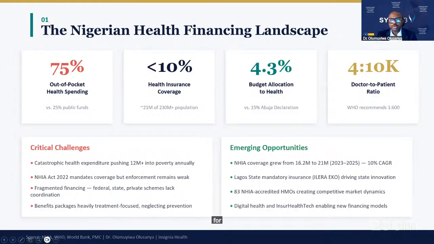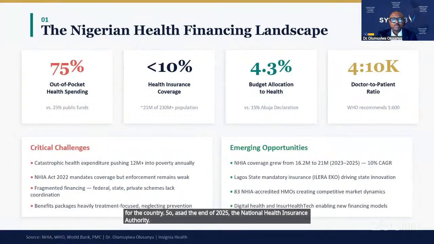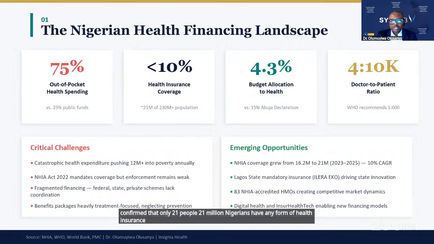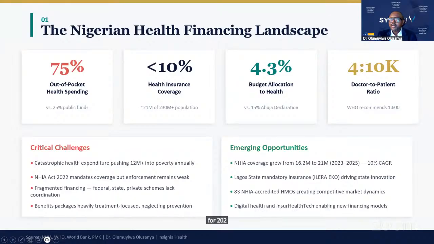As at the end of 2025, the National Health Insurance Authority confirmed that only 21 million Nigerians have any form of health insurance, whether social or private. This represents less than 10% of the population, if we're using about 230 to 235 million for 2025. And for our 2026 budget, 4.3% was allocated to healthcare as a whole.